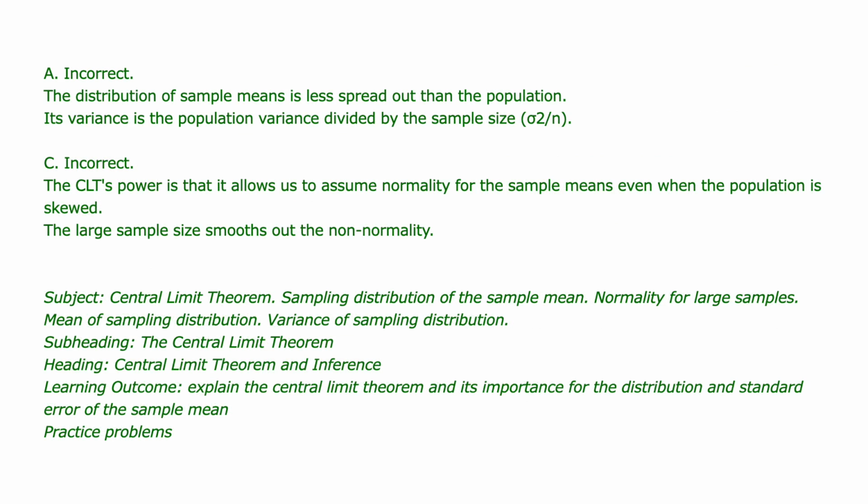A. The variance of the sampling distribution is smaller than the population variance. It equals variance divided by n, so option A is wrong. C. Even if the population is skewed, the CLT ensures the sample mean distribution approaches normality when n is large. The skewness of the population does not carry over to the distribution of sample means.